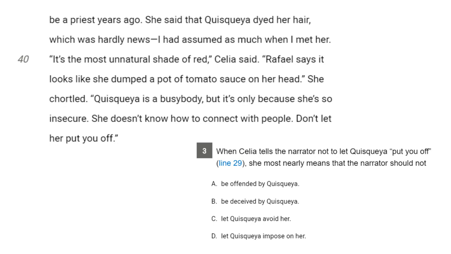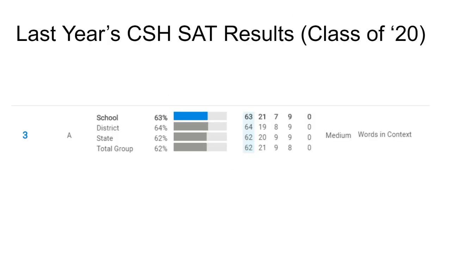Don't let her put you off. Again, it's asking what the narrator is trying to say when they say put you off. So she most nearly means that the narrator should not be offended by Quisqueya, be deceived by Quisqueya, let Quisqueya avoid her, or let Quisqueya impose on her.